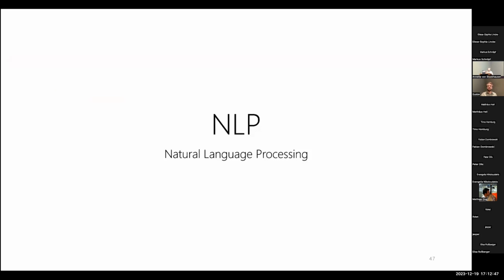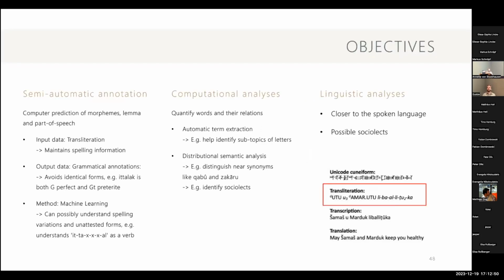Good. The NLP. This is where we've done most so far. And what we've focused on currently is the semi-automatic annotation part. So what we want to do is we want the computer to predict morphemes, lemma, and part of speech. We want to input transliterations. You can see in the red box how the transliteration can look. That's where you give the individual signs some space. So you indicate where they belong together with other signs, but you still have the individual signs visible. In this way, we maintain the spelling information. The output data we want is grammatical annotations. We do this instead of transcriptions, which is the standard way to do it.